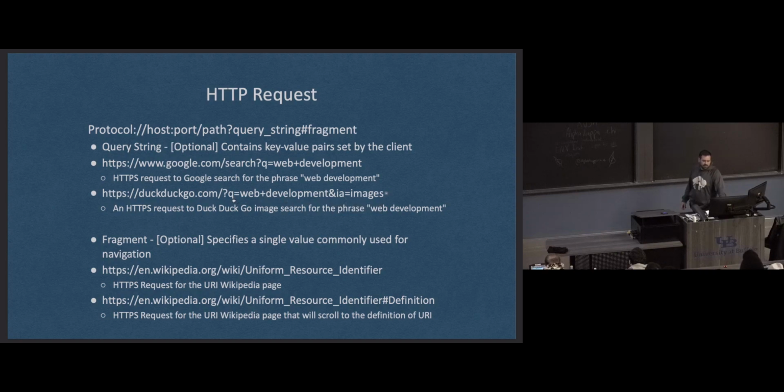So here we have two key value pairs, q with the value web development, and then ia with the value images. This is going to make a DuckDuckGo search for the query web development, and we want images of web development. If you do an image search on DuckDuckGo and you type web development into the search box and you click go, it's actually going to send a request for this URL to the server. And after you make a search, you can click the URL. The browsers these days shorten your URLs, but if you click on it, you can see the full URL that was constructed for your specific search as a GET request.